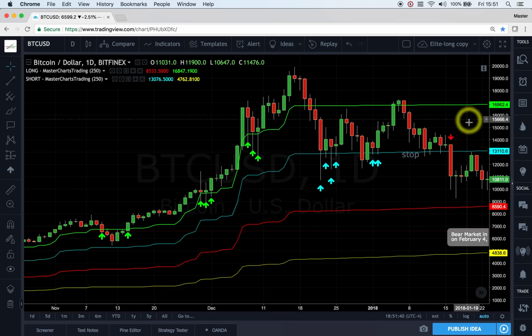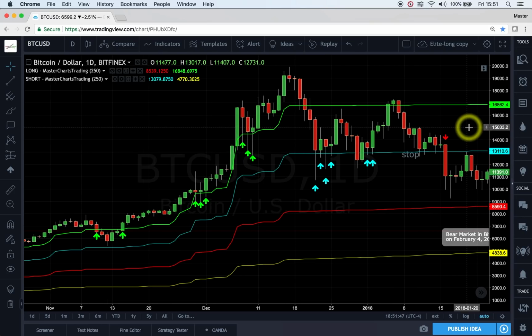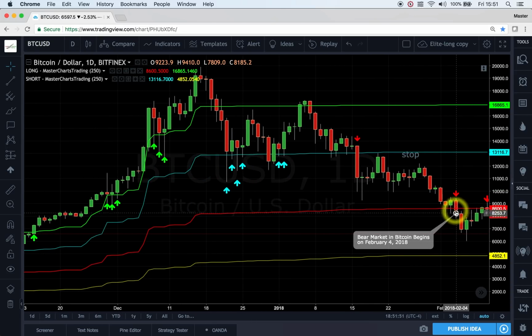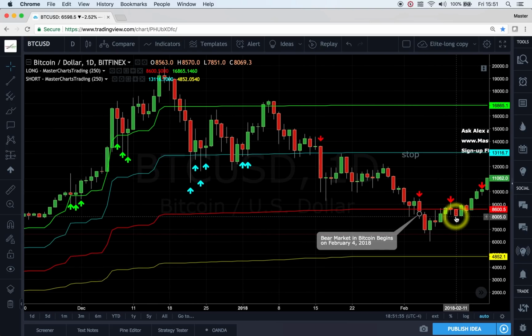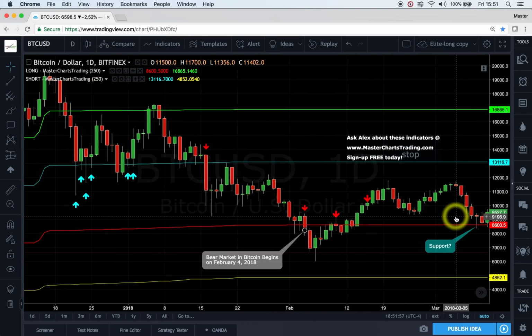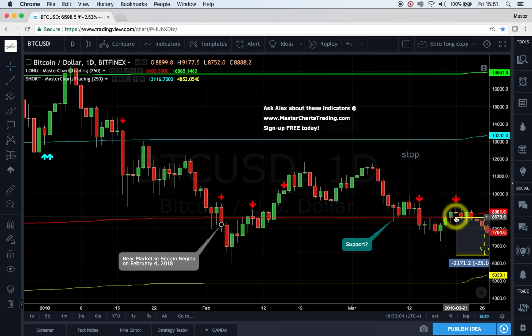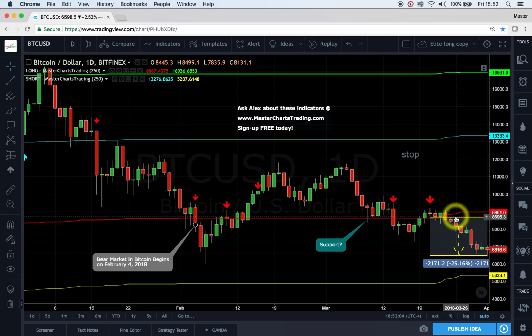Here's the support break on the 16th of January 2018. We had an attempt to take out the support resistance at 13,110. That did not work, and we continued lower, and now we have an outright bear market in Bitcoin, which started on February 4th, 2018. So traders that think similar to what I do will now short this instrument.